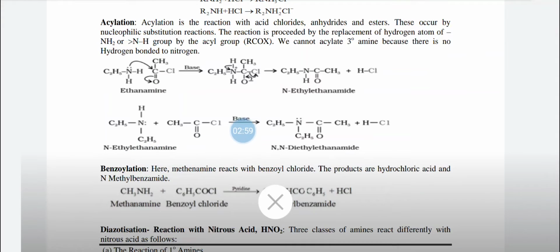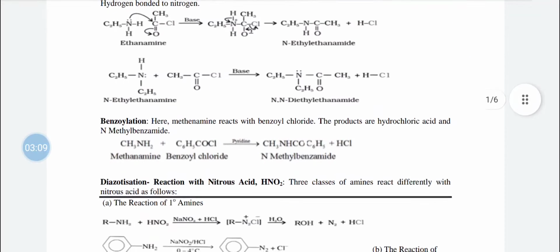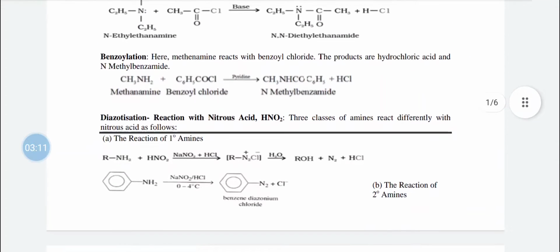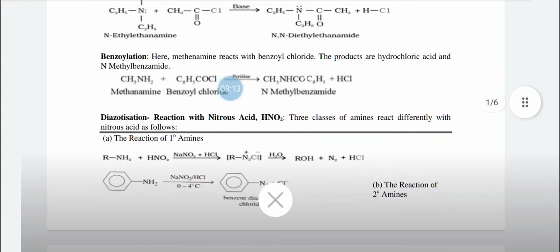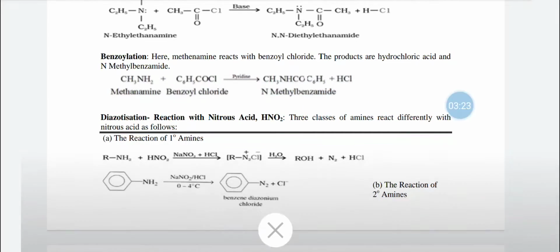The reaction takes place in the presence of a base. For the secondary amine also the same reaction is possible, and the product is N,N-dimethyl ethanamide. So if the reaction takes place by using benzoyl chloride, then the reaction is known as benzoylation. Primary amine, when it reacts with benzoyl chloride in presence of a base, that is pyridine, N-methyl benzamide will be the product.